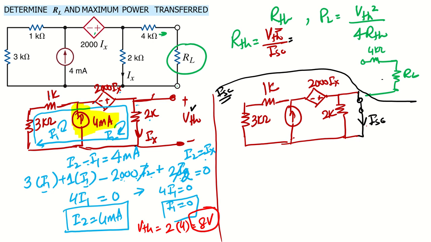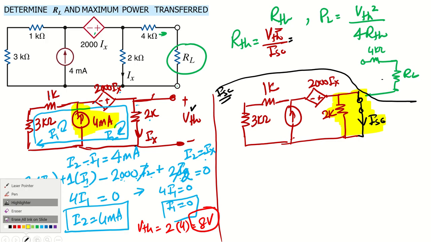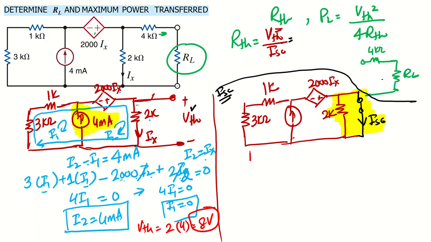Now let's try to find out the short circuit current. For the short circuit current, remember the principle: whenever we have a short circuit branch parallel to anything, it will make that thing also short circuit, right? So 0 ohm parallel with 2K will just make it 0. Okay, so let's redraw our circuit for this case now.